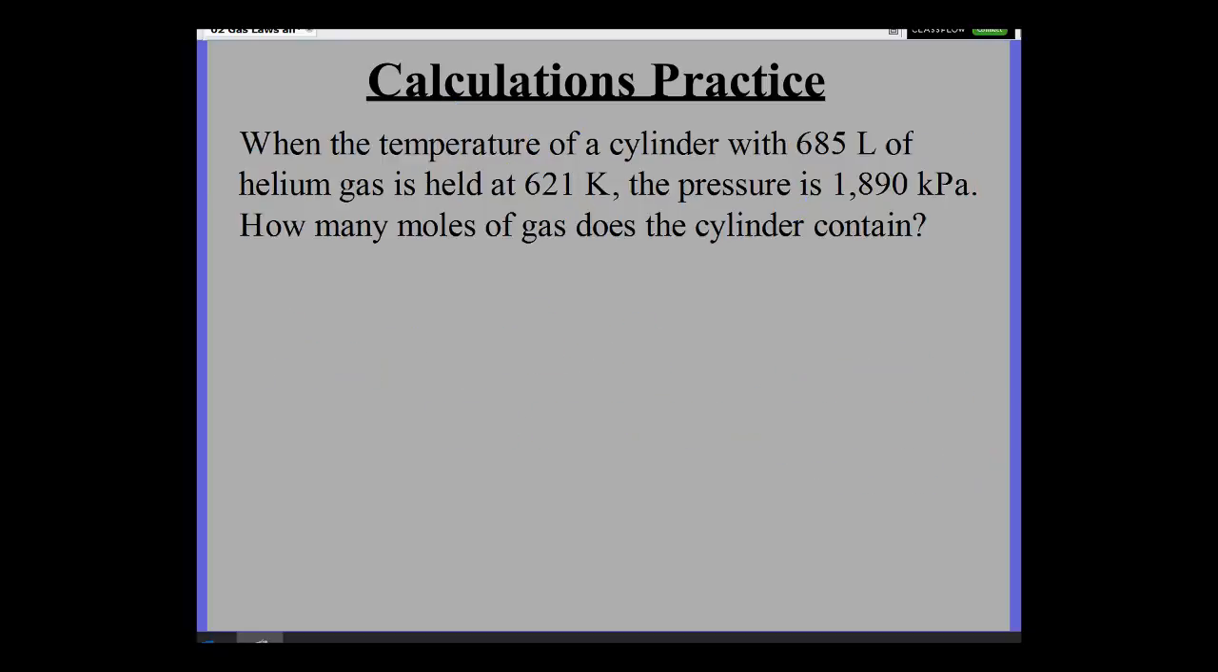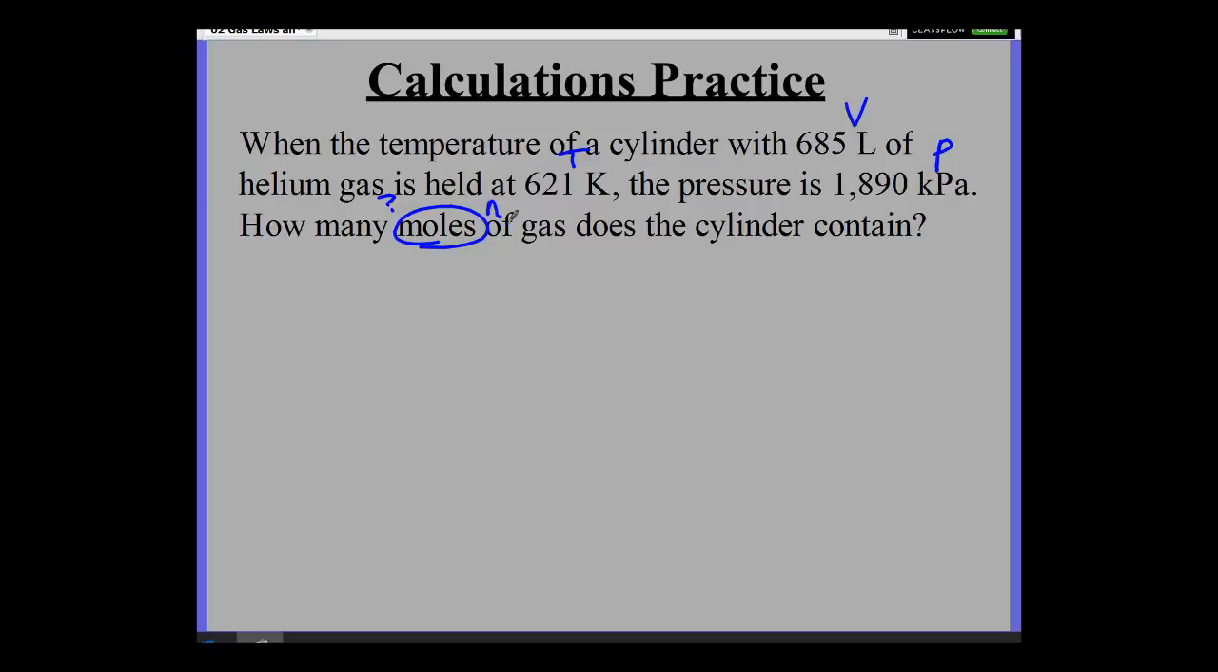All right, the third one. When the temperature of a cylinder with a 685 liter volume of helium gas is held at 621 Kelvin, Kelvin is a temperature. The pressure is 1,890 kilopascals. This is a pressure. How many moles? Moles is what letter? N. Trying to find N. Of gas does the cylinder contain? So I have 1 V, 1 P, 1 T. I want N.